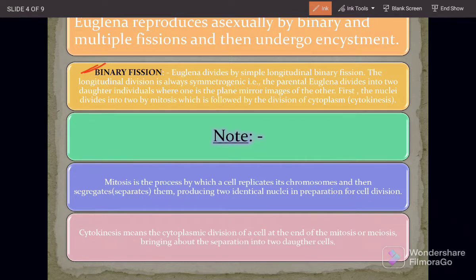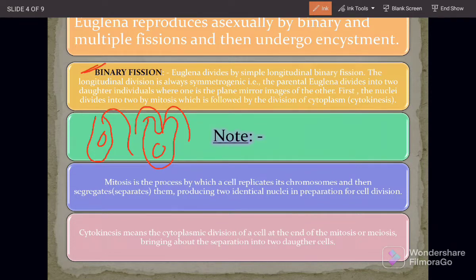Simple longitudinal binary fission. If you take the example of Euglena, in the diagram it is Euglena with the flagella. Euglena divides by simple longitudinal binary fission. Longitudinal binary fission means dividing lengthwise. Also I will show it in the diagram.